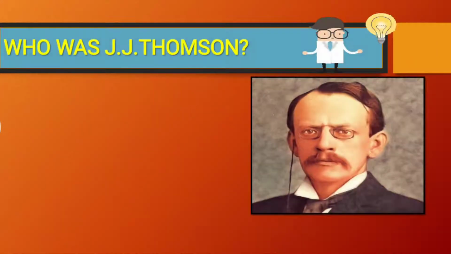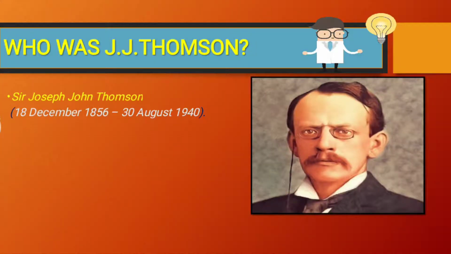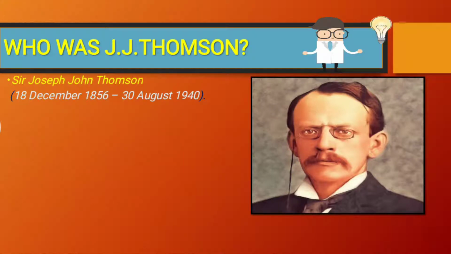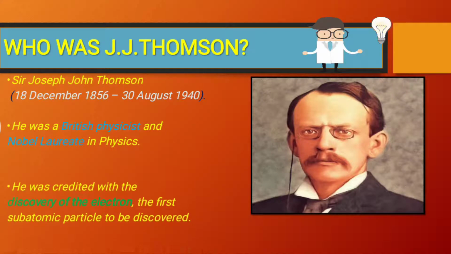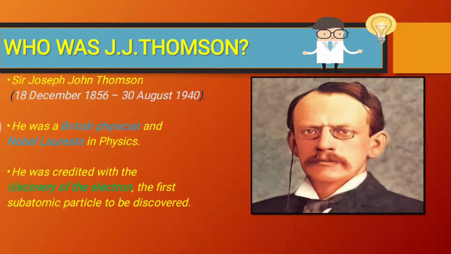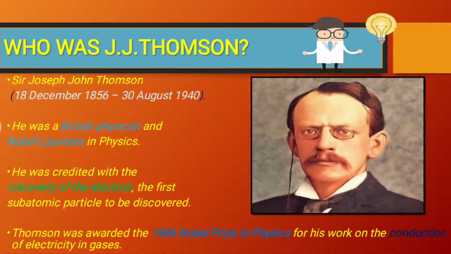First of all, who was J.J. Thomson? Students, Sir Joseph John Thomson was born on 18 December 1856 and died on 30th August 1940. He was a British physicist. He was credited with the discovery of electron, the first subatomic particle to be discovered. Sir J.J. Thomson was awarded the 1906 Nobel Prize in Physics for the work on the electricity in gases.